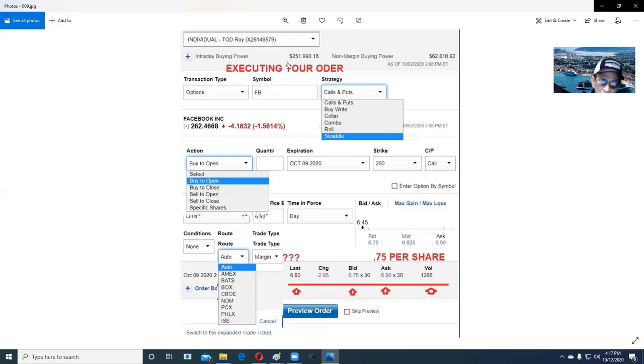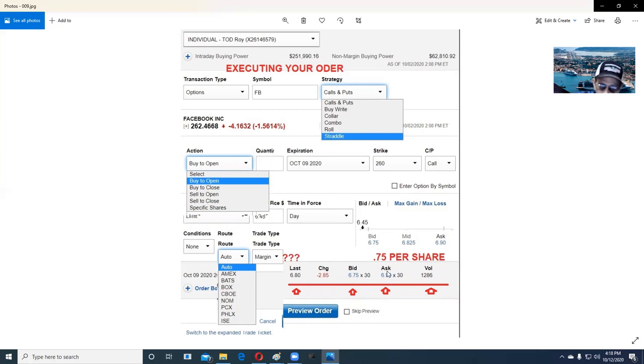This is one of the accounts. We're going to move and say, okay, we're going to buy a call. So when you click on that window, you're going to write or buy a call. You're going to do a collar, combo, roll, strata, all kinds of techniques here. You're going to buy to open, or buy to close, or sell to open, or sell to close on a specific share amount, and so on.